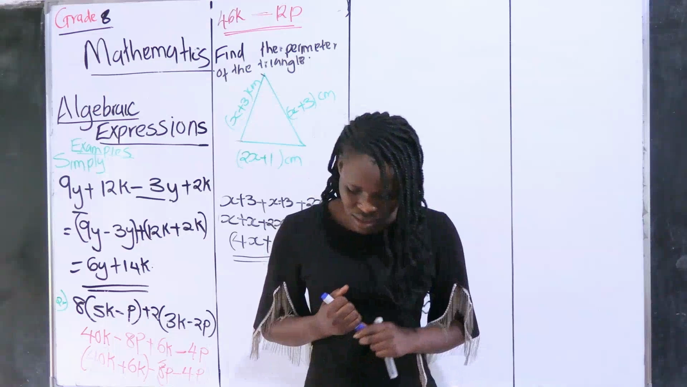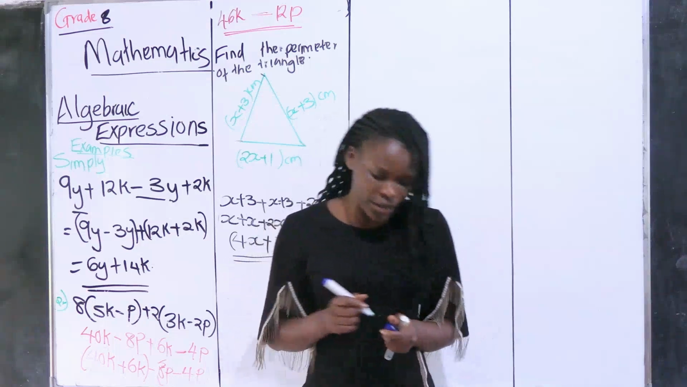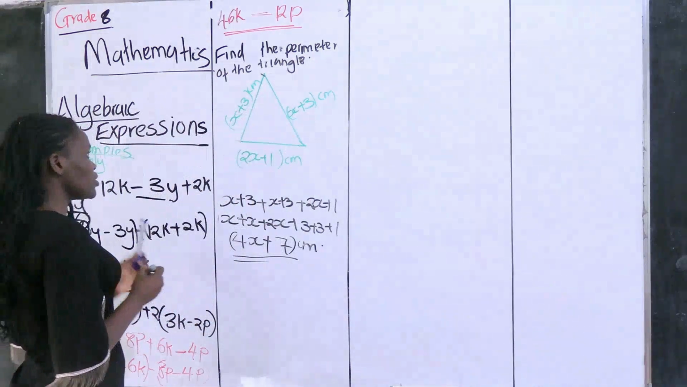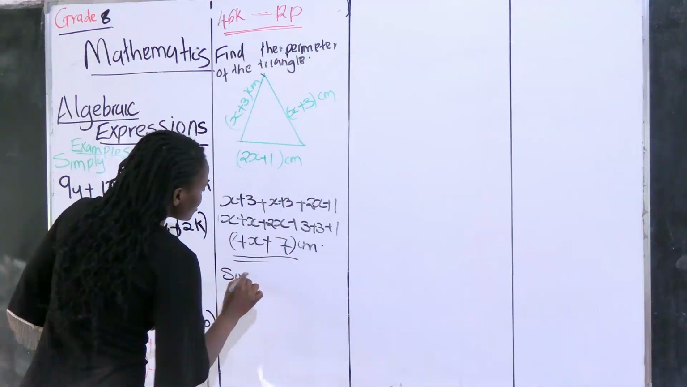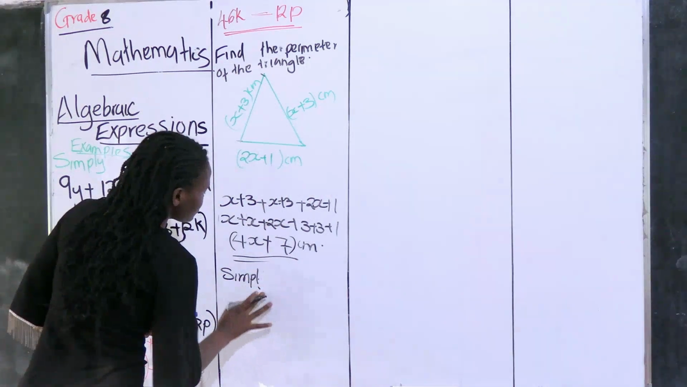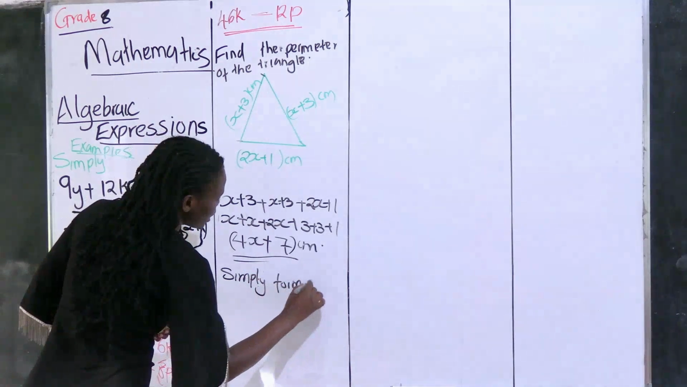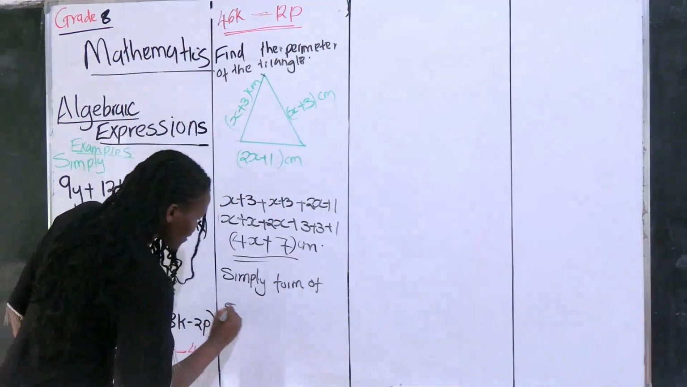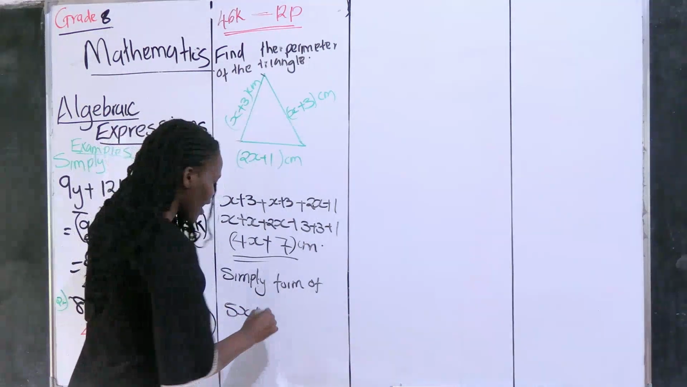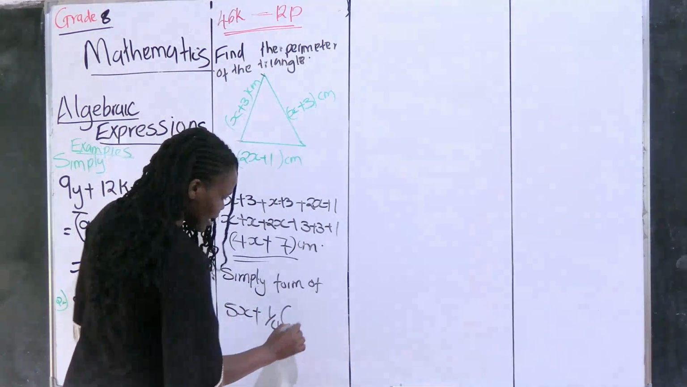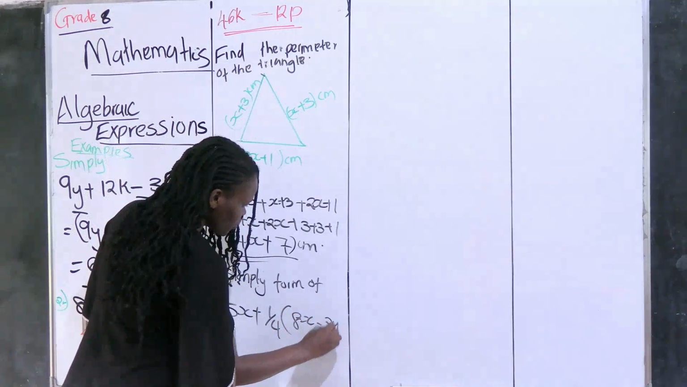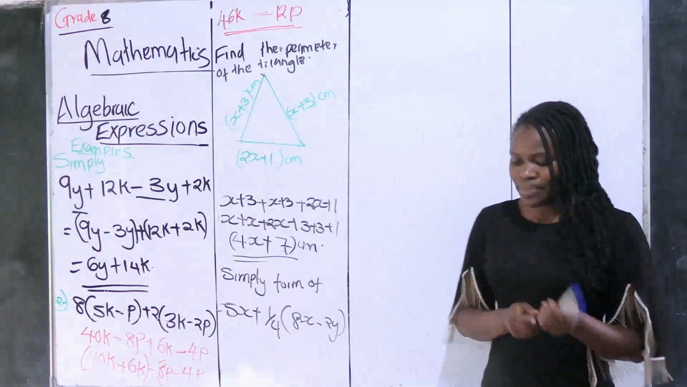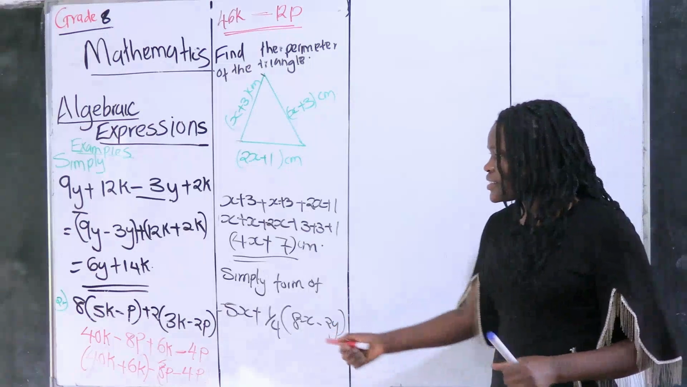We are told, what is the simplified form of 5x plus a quarter into bracket 8x minus 2y. So we want to simplify that expression.